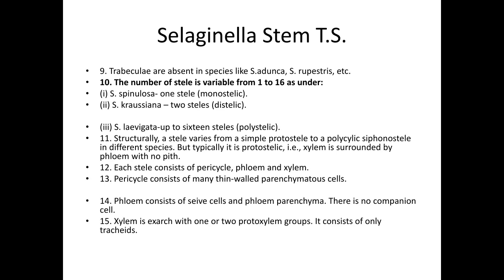In case of Selaginella spinulosa, one stele is there, and such type of species is generally known as monostelic, while in Selaginella kraussiana, two steles are present within a single stem, that is known as the distelic type of species. Then in case of Selaginella laevigata, 16 steles are observed, and such type of species is known as the polystelic type of species in Selaginella.